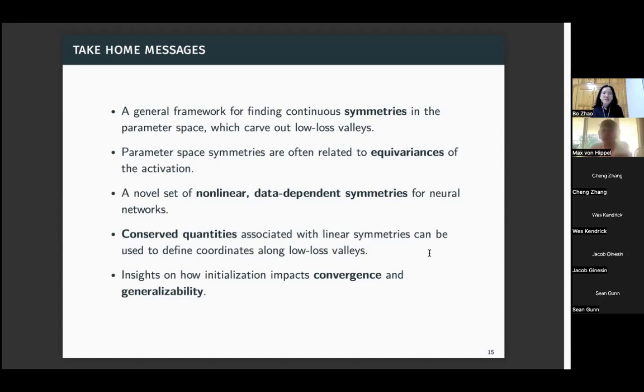Yeah. So from a machine learning perspective, our initial motivation is just to understand the structure of the minimum. And since we have these symmetries, the orbits of these symmetries are embedded in the minimum, in a less formal sense.